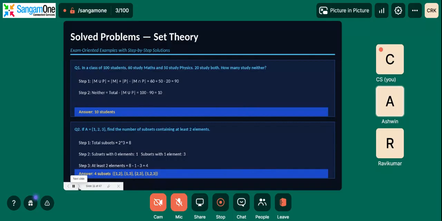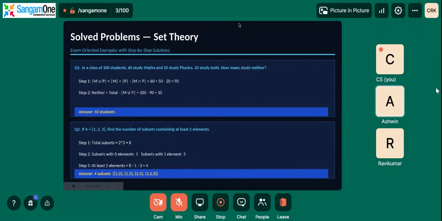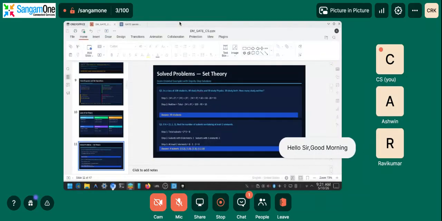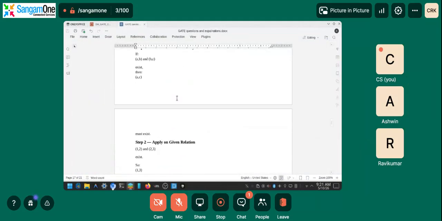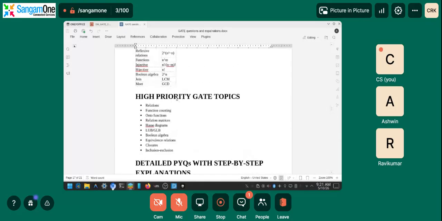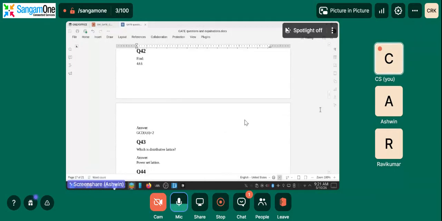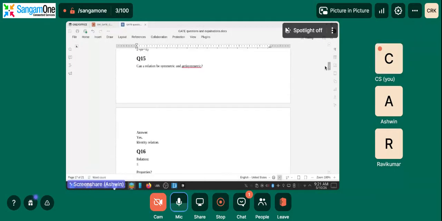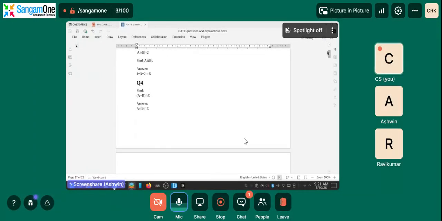Okay, next question. Here we are solving the PYQ problem. So let's get into it. What problem? I didn't understand. Previous year question problem, sir. Oh, previous year question problem. Okay, fine.